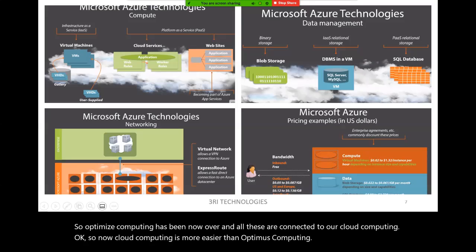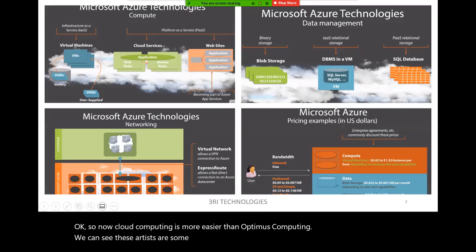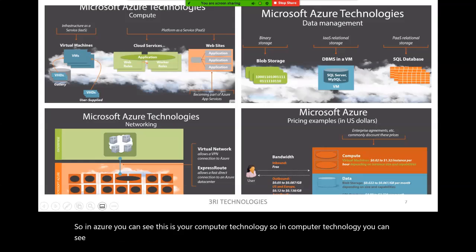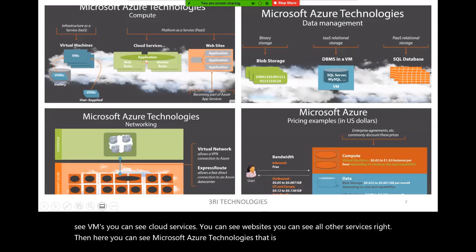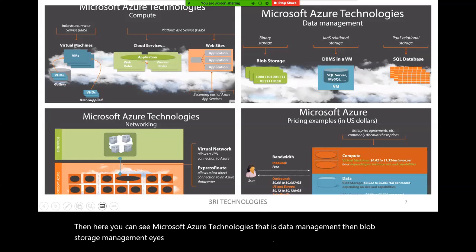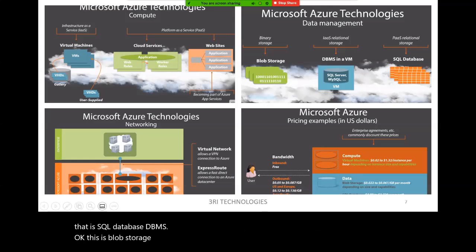You can see these are some of the services offered by our cloud platform, that is Azure. So in Azure, this is your compute technology. In compute technology, you can see VMs, cloud services, websites, and all other services, right? Then here you can see Microsoft Azure technologies, that is data management, then blob storage management, IaaS related storage management, and also PaaS relational storage. So that is SQL database, this is DBMS, this is blob storage. So these are the data management technologies.